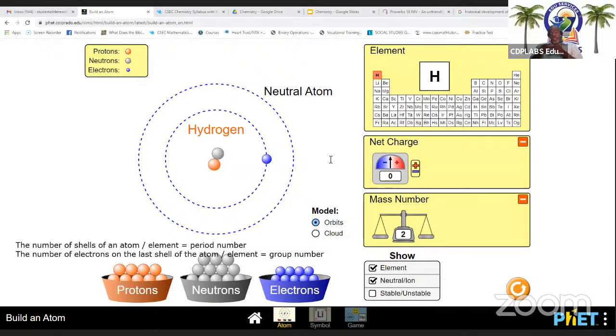So your first assignment is to make models of the first 20 elements. All right. Now you're going to label them. You're going to identify the atomic number. You're going to also tell me the period number for them, and also the group number as well. First 20 elements.